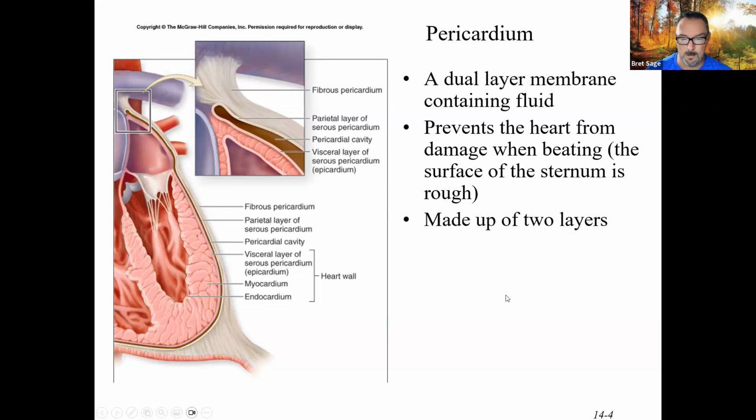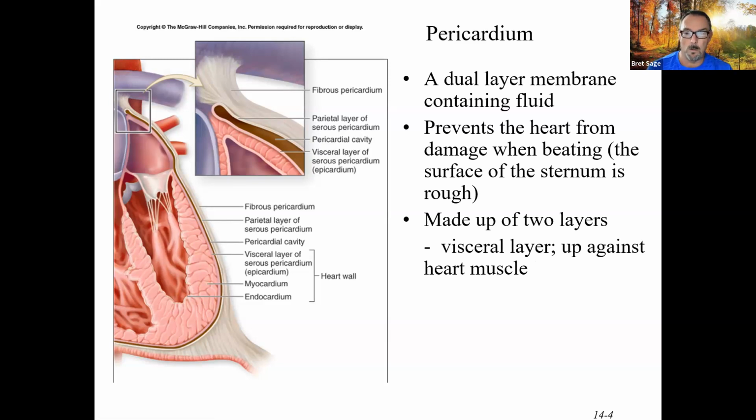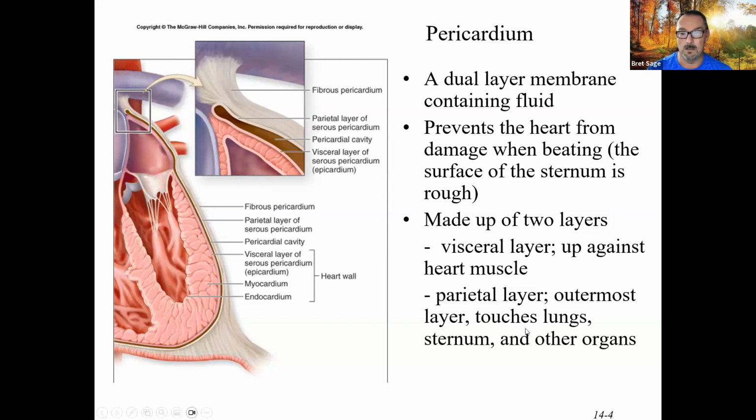It's made up of two layers. The visceral layer, as we've seen before, is always covering the heart muscle itself. Remember, when we have layers of connective tissue around organs, the visceral layer covers the organ, and the parietal layer then lines the inside of the cavity in which it sits. That's called the parietal layer. It's the outermost layer. It touches the lungs, sternum, and other surrounding organs.